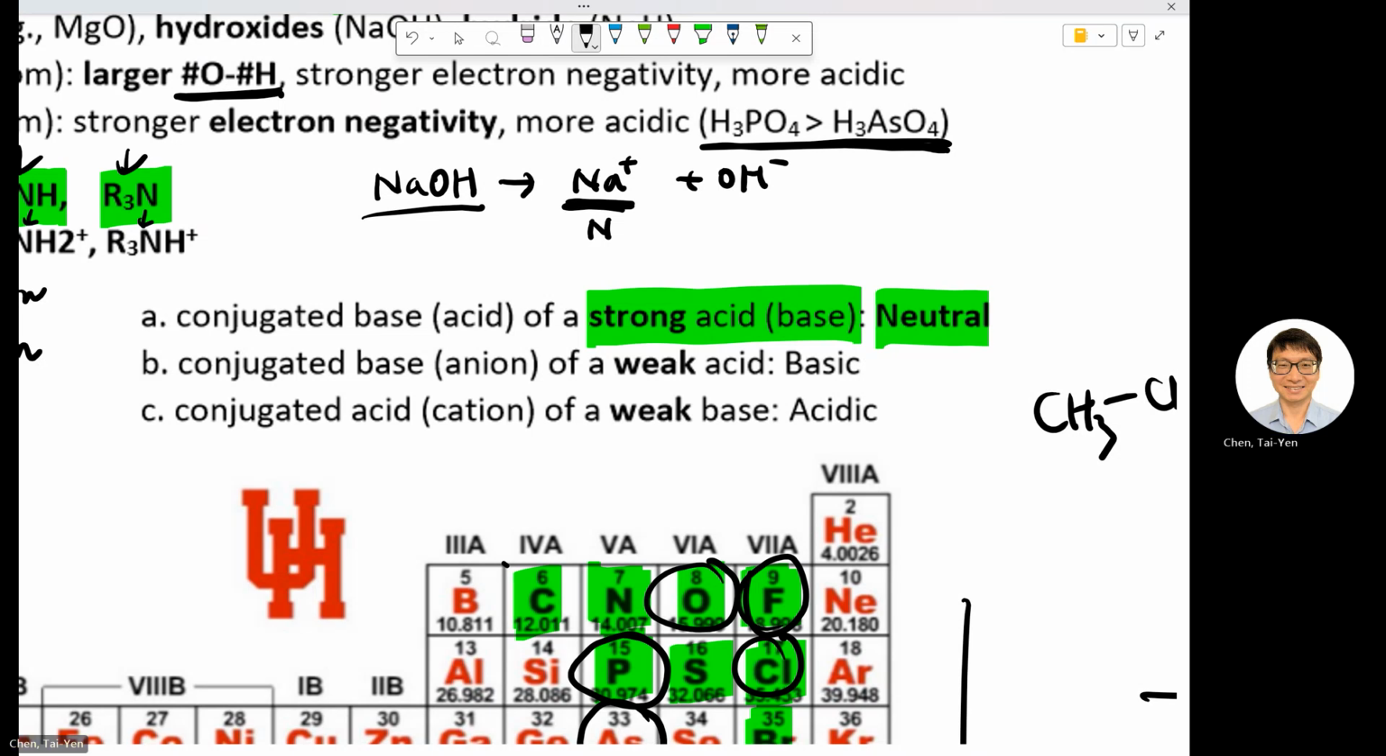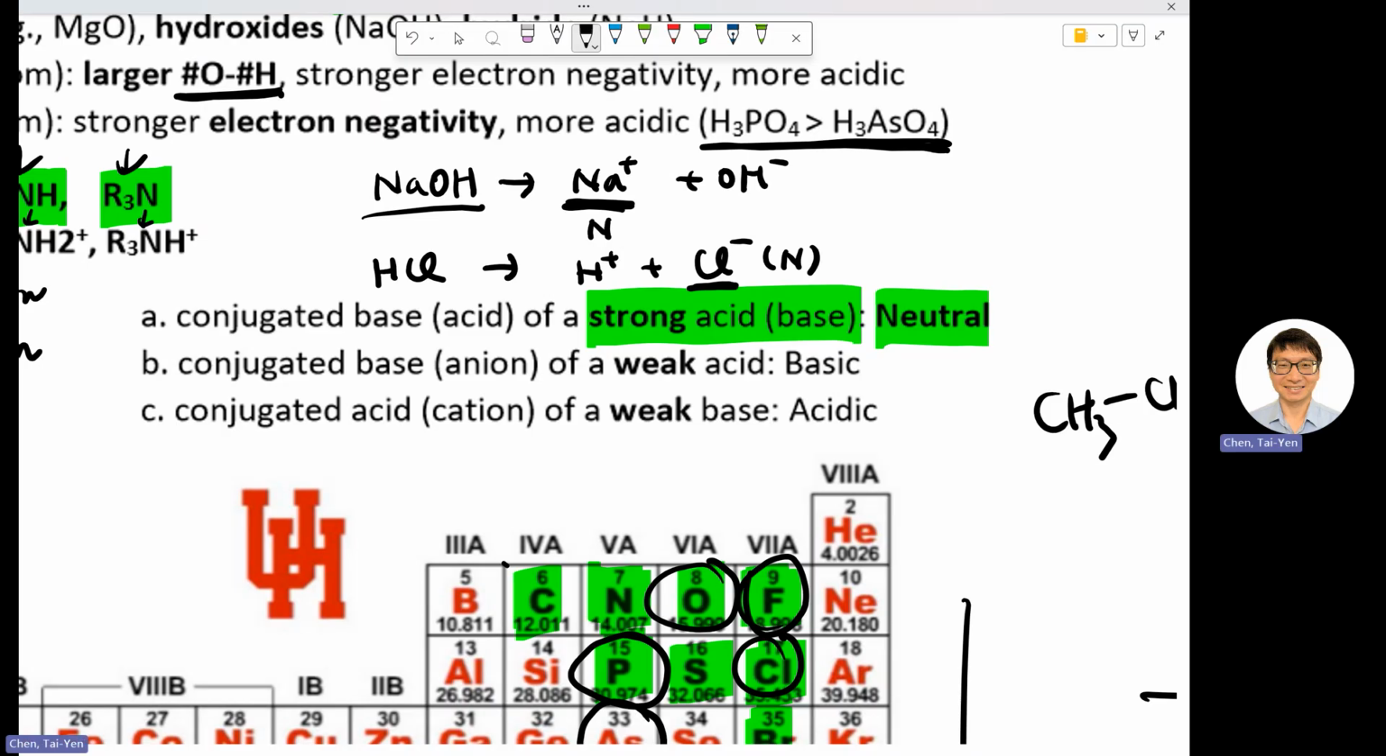HCl is a strong acid. Once it dissociates, it becomes H+ and Cl-. This Cl-, the anion of a strong acid, will be neutral. So if you see an ionic species that is part of a strong acid or strong base, it will be neutral once it dissociates. That's the first point you need to know.